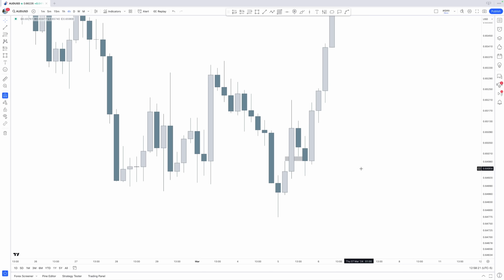And oftentimes this is a concept that is actually used in the SMC space where people mark out old fair value gaps and then use them as old support and resistance, even though it's now traded through. It defeats the purpose of why we even use these concepts in the first place. It's to get better accuracy.